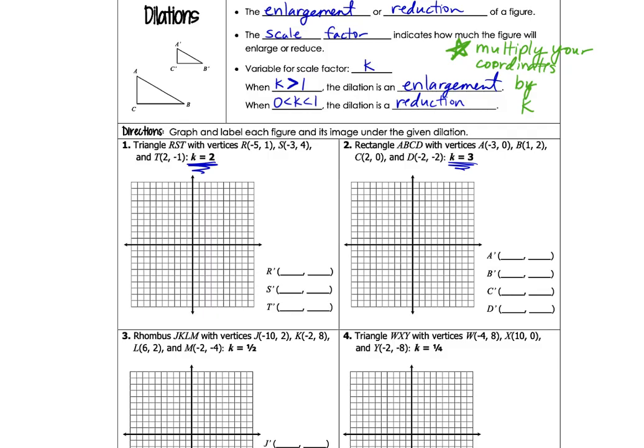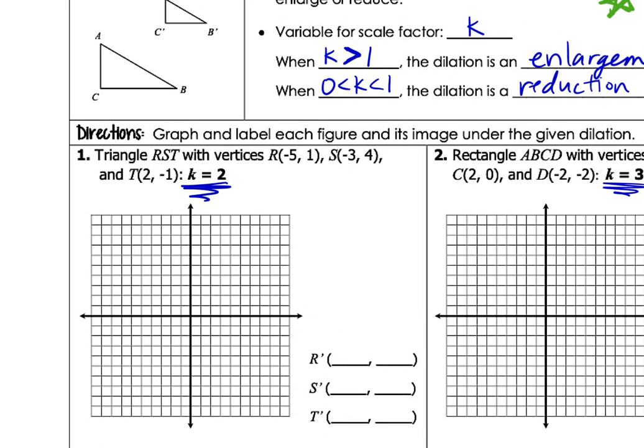Let's do number 1 here. Okay, it says you have this triangle. Go ahead and plot that triangle. So -5 and 1 is your point R. Put it to the left of that point. S is at -3, 1, 2, 3, +4. 1, 2, 3, 4. Put it above the point. And then T is at 2, -1.